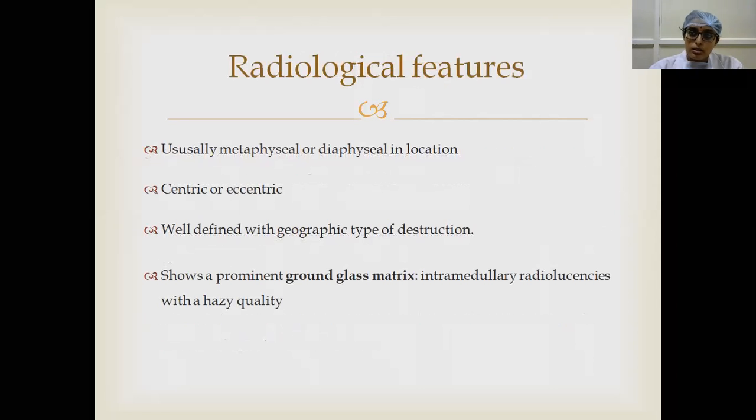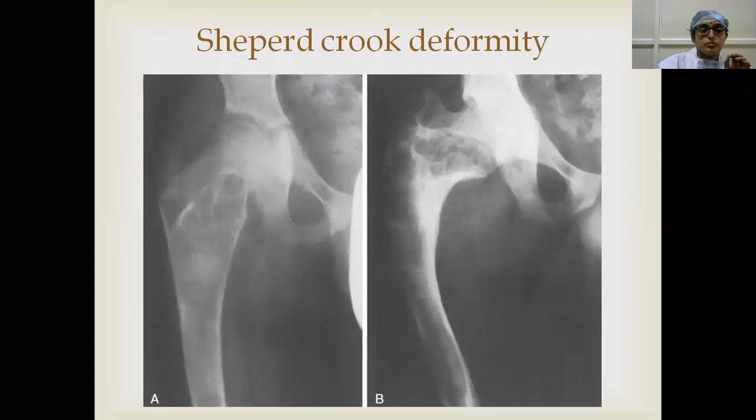Location: it is like any other we have seen till now, metaphyseal and diaphyseal location, as we have seen in cystic lesions of bone. It can be either centric or eccentric. The destruction is geographic type of destruction. And the matrix seen is ground glass matrix with some intramedullary lucencies which are hazy in quality. So this is in an early immature skeleton. You can see that there is a lytic lesion with some hazy lucencies in it, and it is seen in metaphyseal to diaphyseal location.